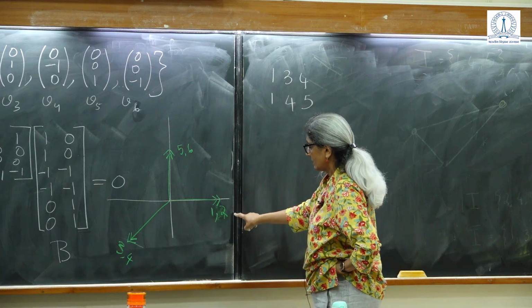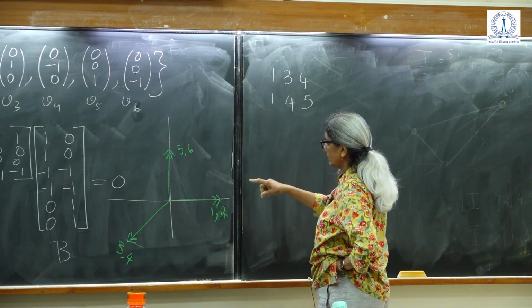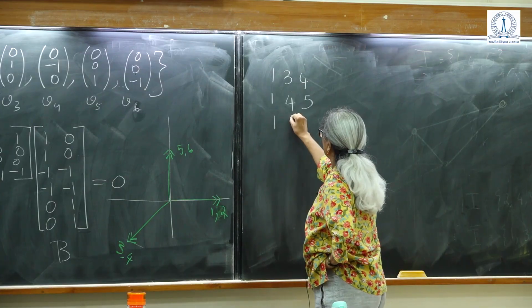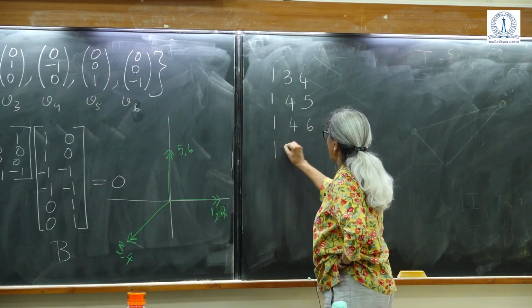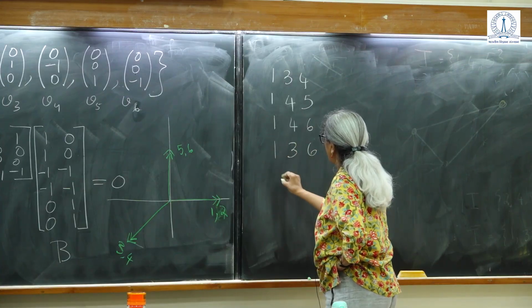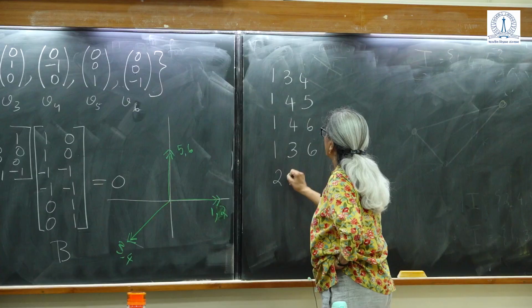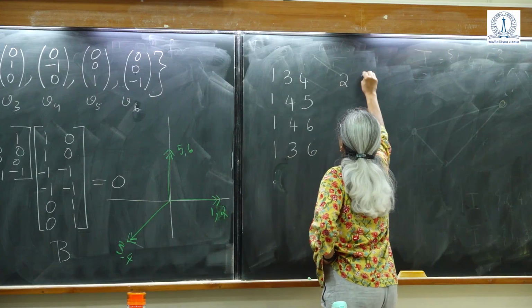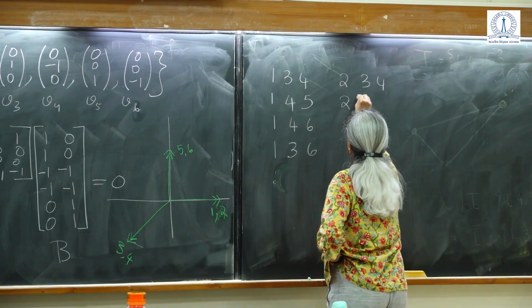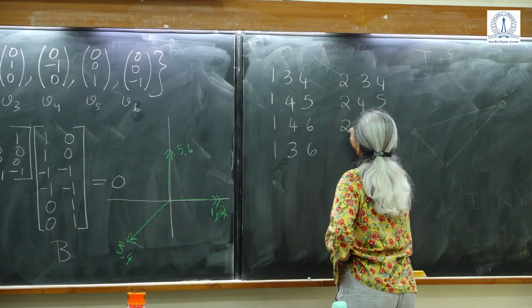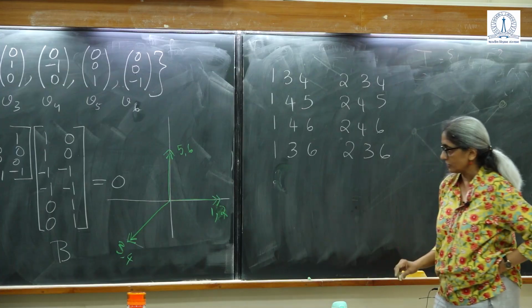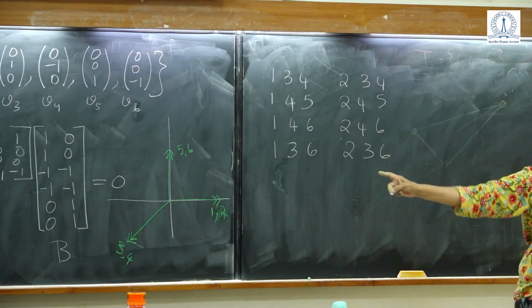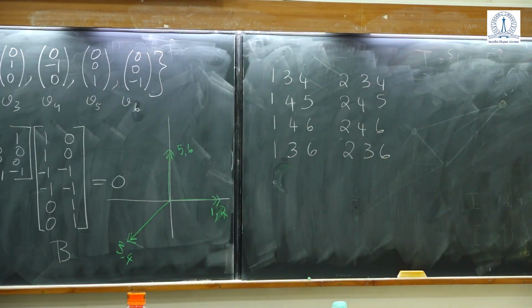And then 1, 1, 4, what did you say? Let's do it. 2, okay. Yeah, let's put it here. 2, 3, 4, 2, 4, 5, 2, 4, 6, 2, 3, 6. Okay, so can you check that the complements are facets there? They're actually facets, not even faces, right?